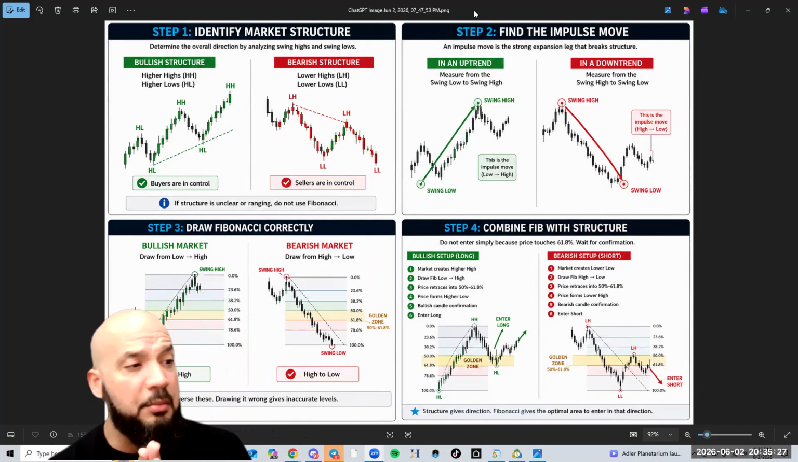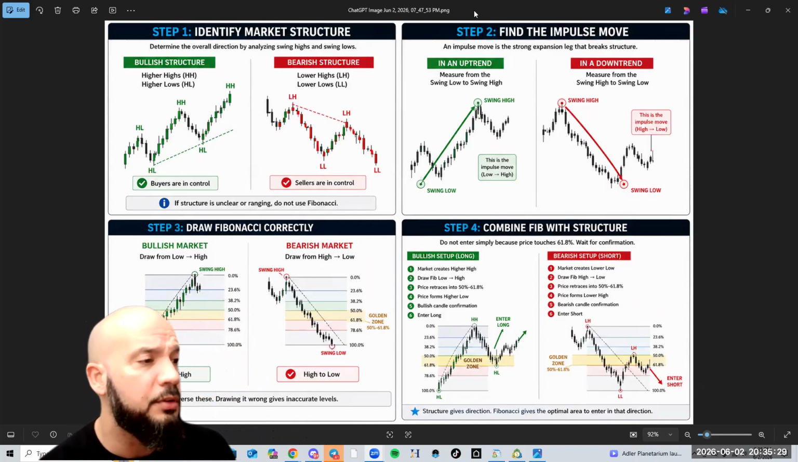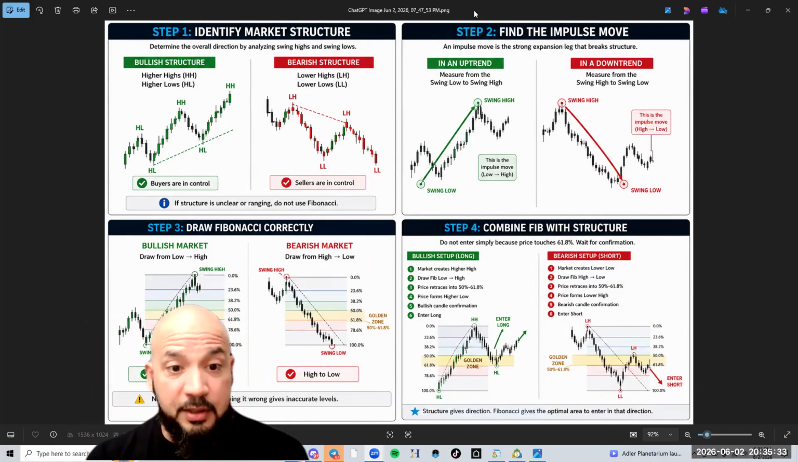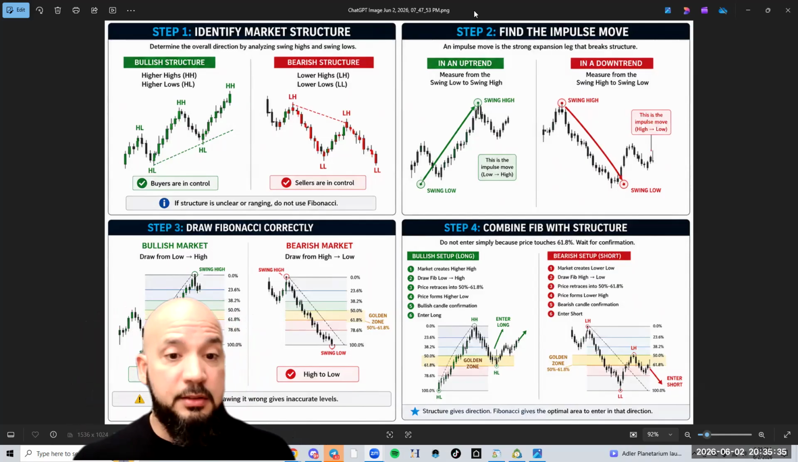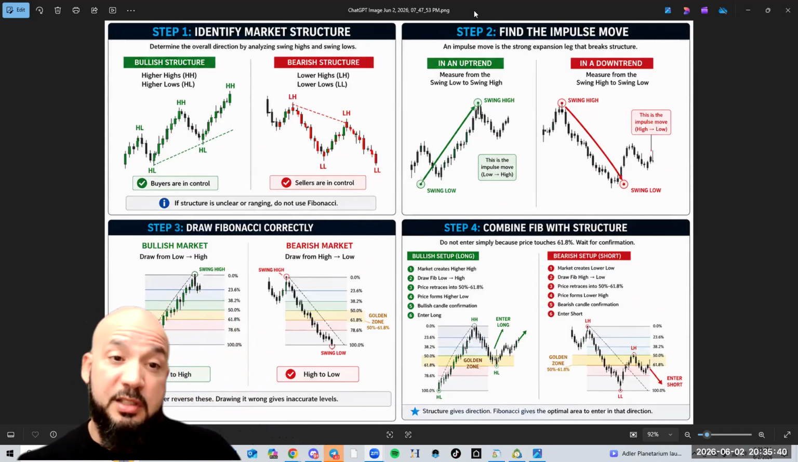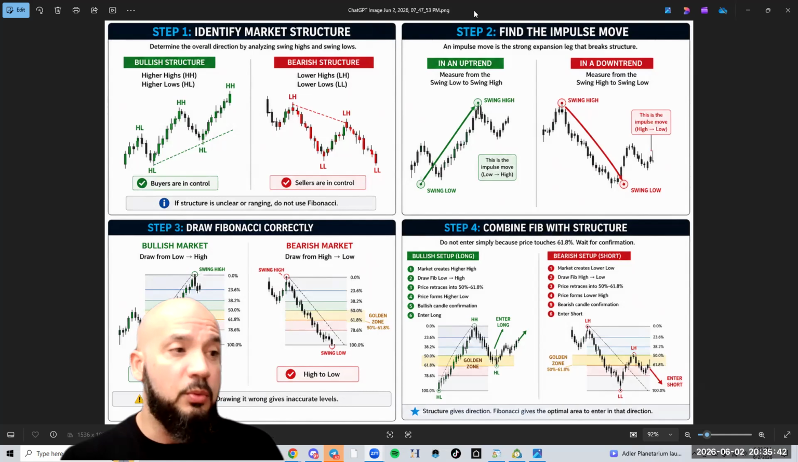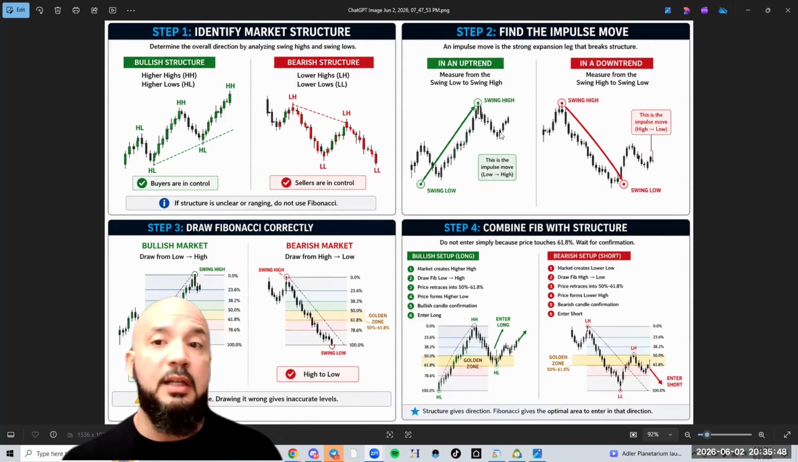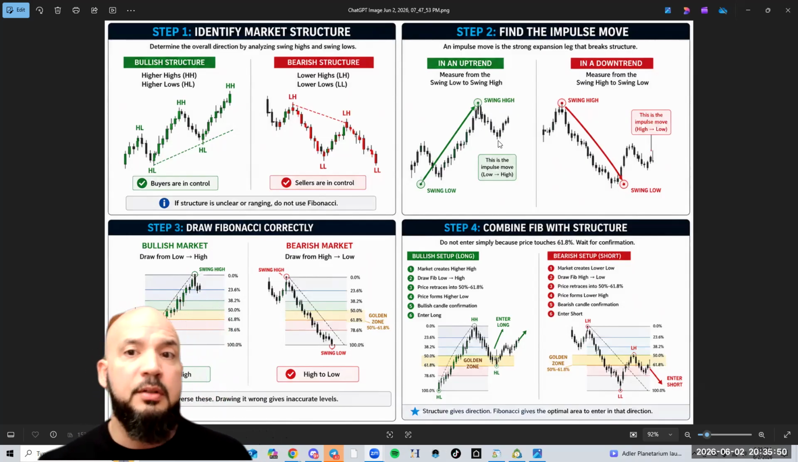Because the impulses are made to trigger human behavior. When you see an impulse move, you're like, oh, it's just going to keep going. Not necessarily. Maybe it will, maybe it won't. But what you don't want to do is buy the impulse. That's what you don't want to do. You want to wait for the impulse to complete and wait for the retracement, if there is one, and then find your entry from there.